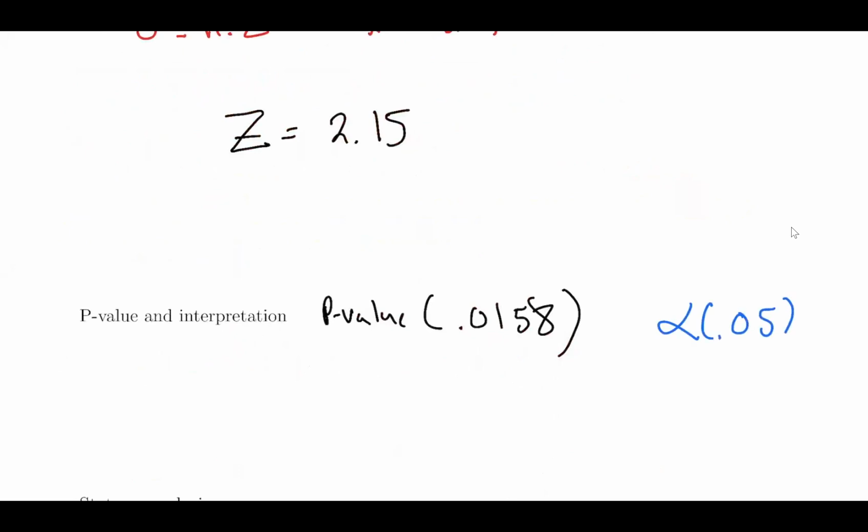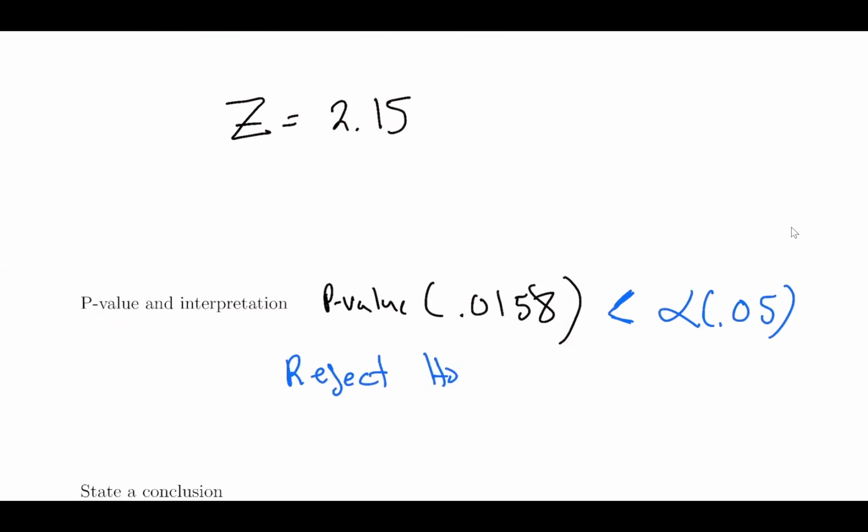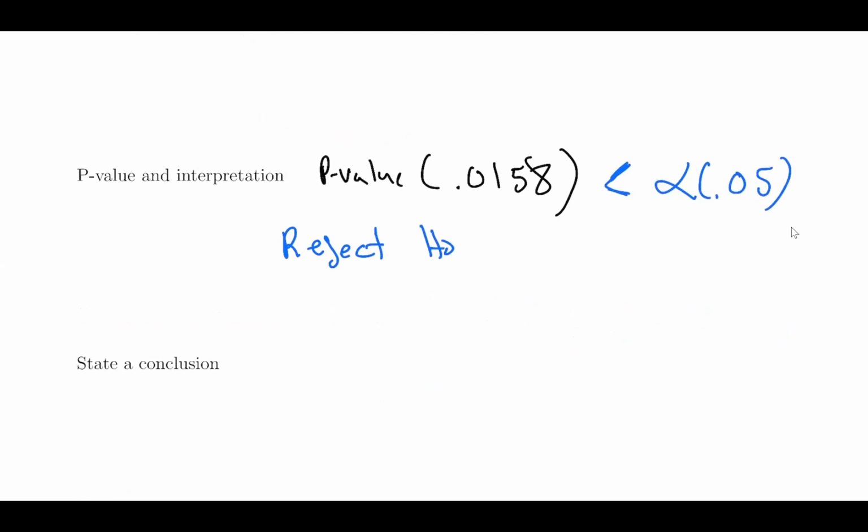So which one's bigger, alpha or p-value? Yeah, so alpha. If alpha is bigger, what should I say? Should I reject or should I fail to reject? So we reject the null hypothesis. You want to reject the null hypothesis because if alpha is bigger than p-value, that's telling you that this is significant.